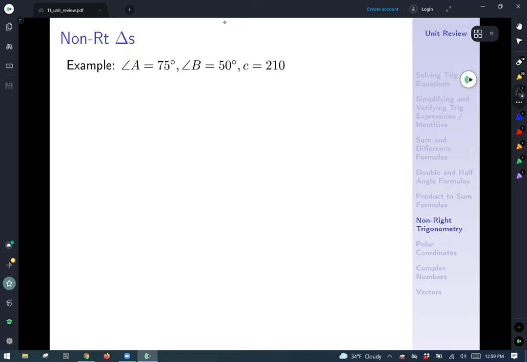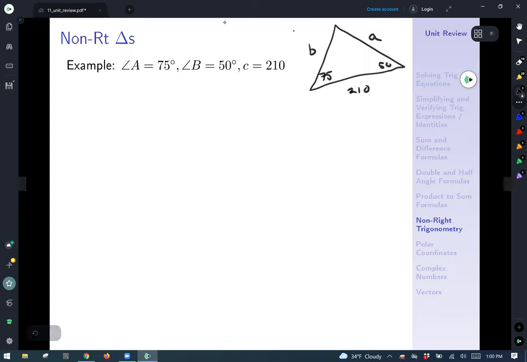All right, now what picture does this look like? 75 and 50. Those are pretty close to 60. So this triangle is going to look something like an equilateral triangle, but not quite exactly like one. Okay, so for angle A, we'll make this 75 degrees here. That's across from side A, which we're not given. Angle B, that's 50 degrees here. That's across from side B, which we're not given. Side C here is 210.